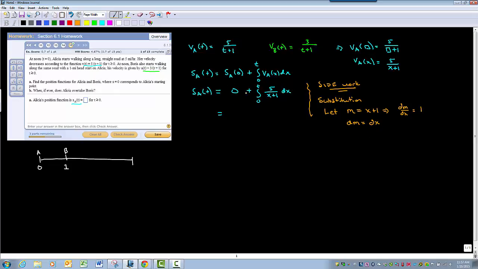So this is gone. I have the integral, and I'm going to talk about my bounds in just a minute. But this is going to be 5 over m, since m is x plus 1, and dx is dm. Now here's the hard part. The lower bound and the upper bound for integration change. They're no longer 0 to t, because we've changed the variable here.